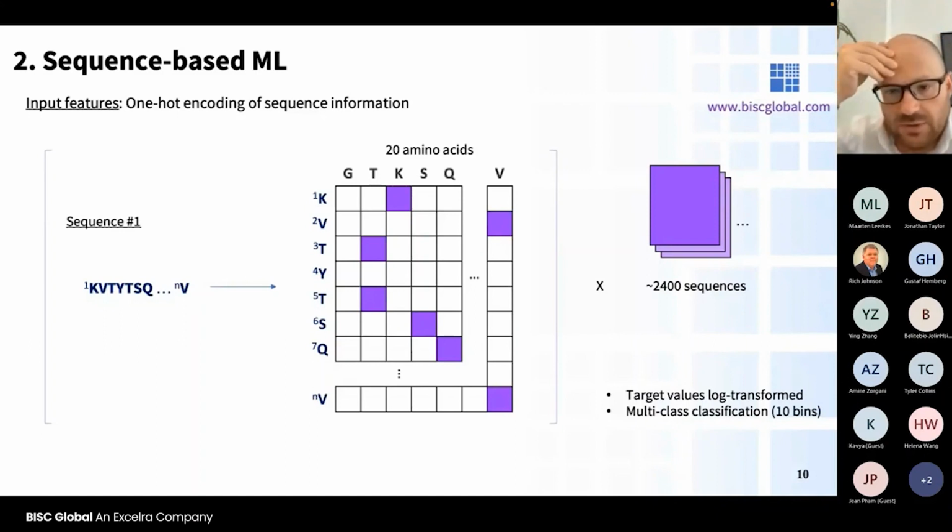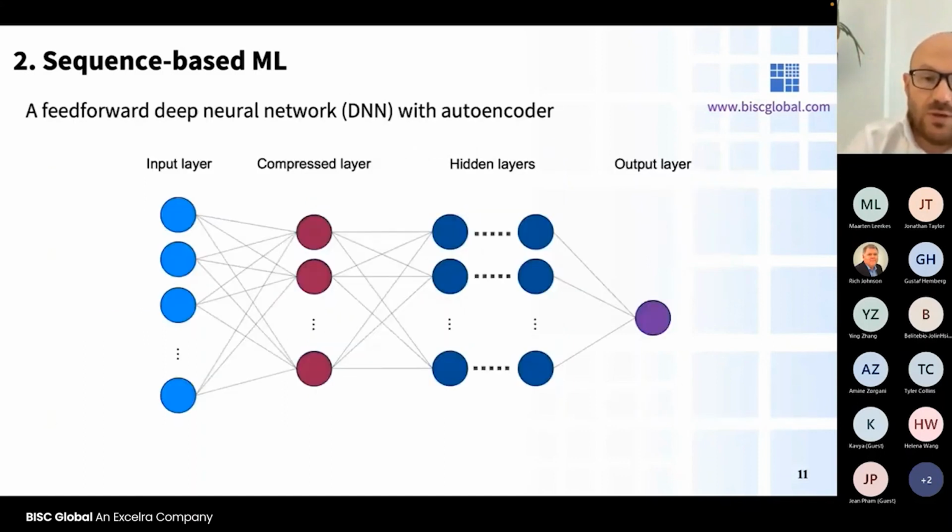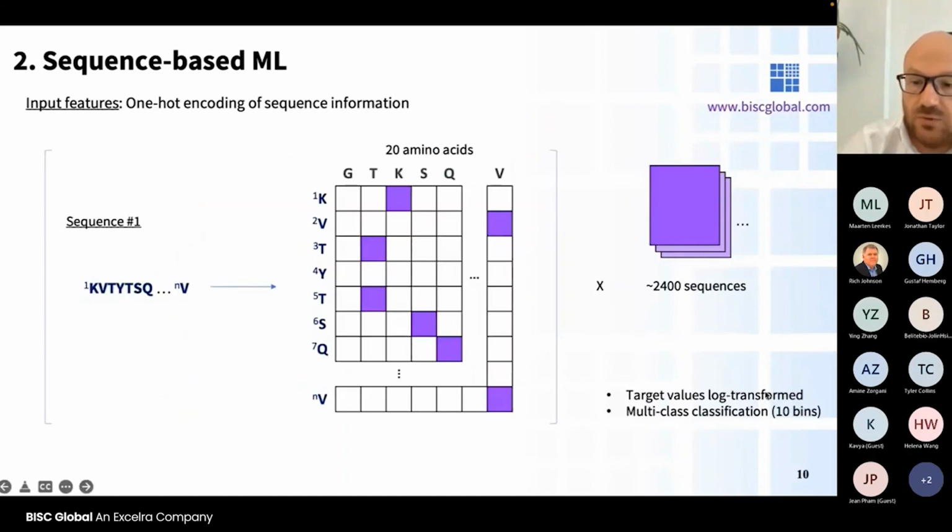So we end up having about 2,400 sequences. We have all converted them using the concept of one hot encoding, and we have some AC50 values, which we actually bin because we don't want to do regression. That's what we already discussed in the previous slide. Before doing the binning, we did a log transform.